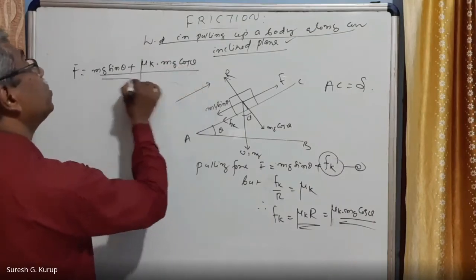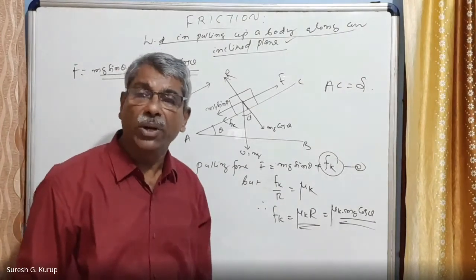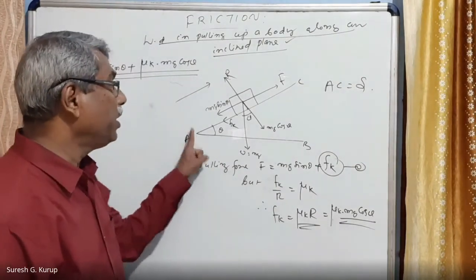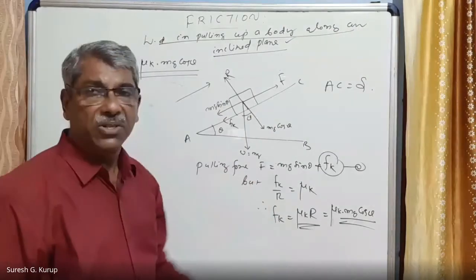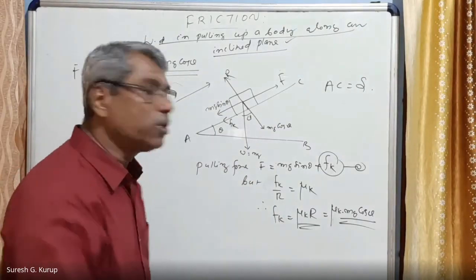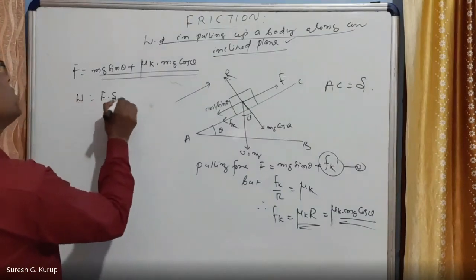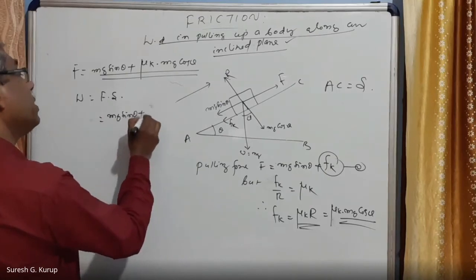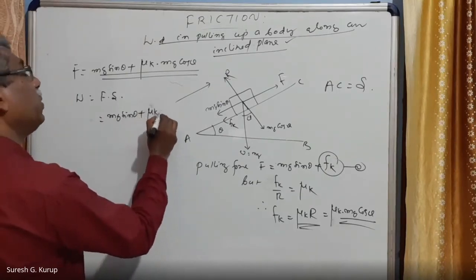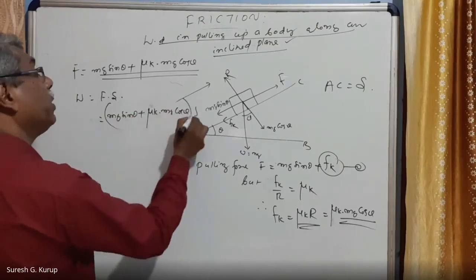This is the total force acting. Total force we have to apply so that the body can be pulled from this end A to the other end C. How much distance? That is equal to S. Therefore, work done for this purpose, work done W is equal to force into displacement. That is equal to (mg sin theta plus mu k into mg cos theta), the whole into S, we can write.